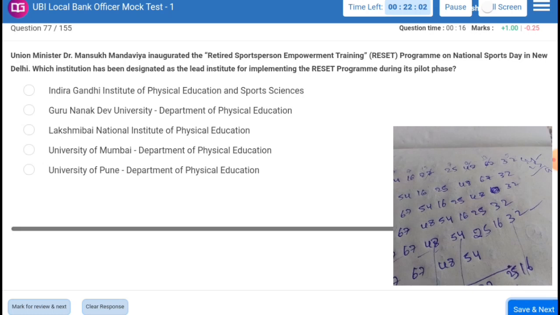So, Union Minister Dr. Mansukh Mandaviya inaugurated the Retired Sports Person Empowerment Training Program on National Sports Day in New Delhi. Which institute has been designated as the lead institute for implementing the program during its pilot phase? So I think Indira Gandhi Physical... I have doubt on... Indira Gandhi.